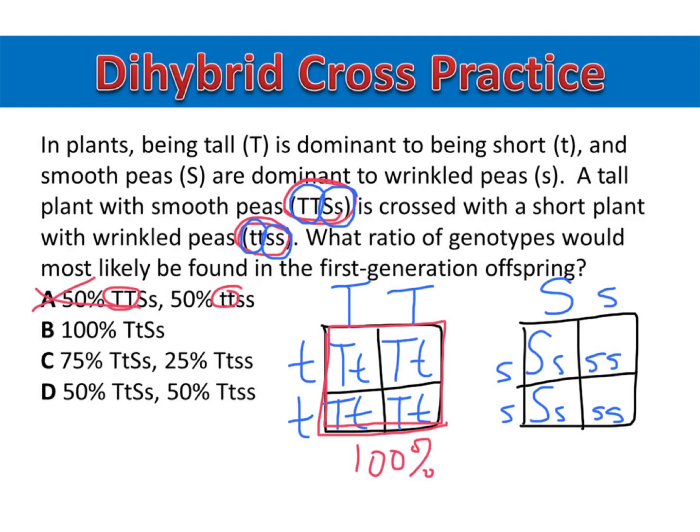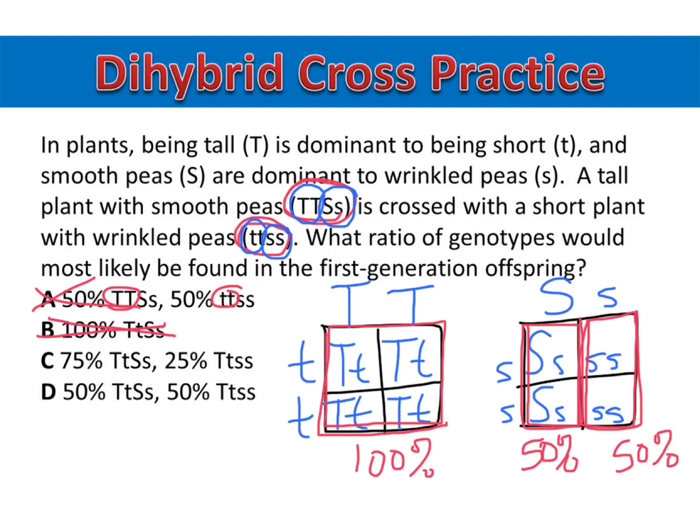So now looking at pea shape, I can see that 50%, two of the boxes, will be heterozygous for pea shape, and 50% will be homozygous recessive. So looking at my answer choices, I can automatically see that B is wrong because it doesn't show any homozygous recessive plants for pea shape.